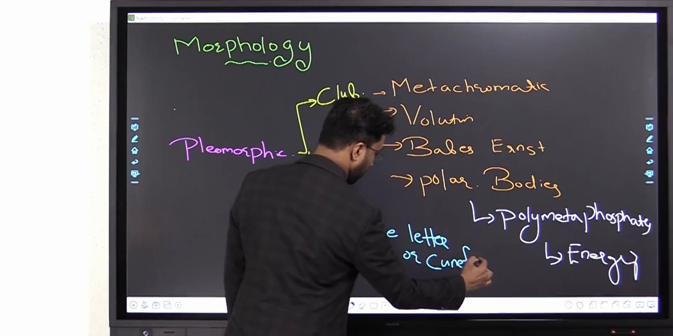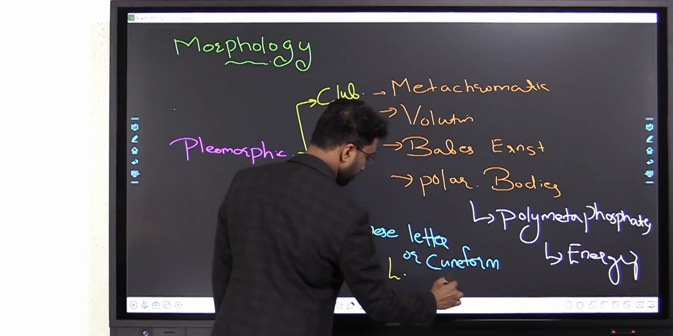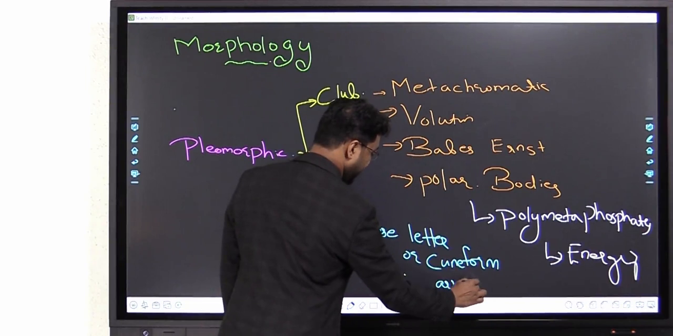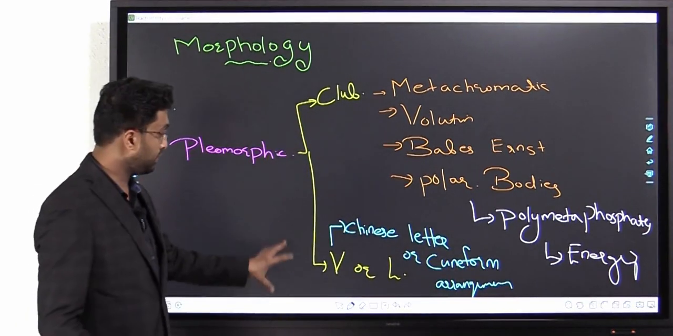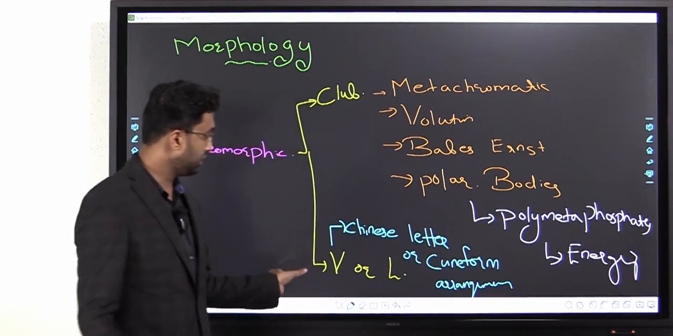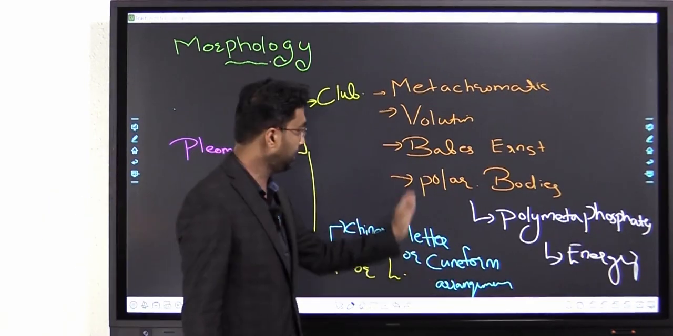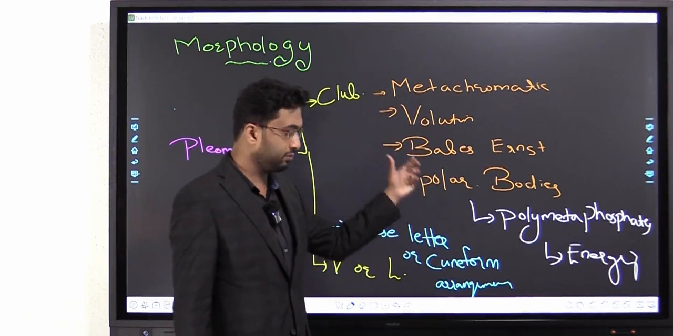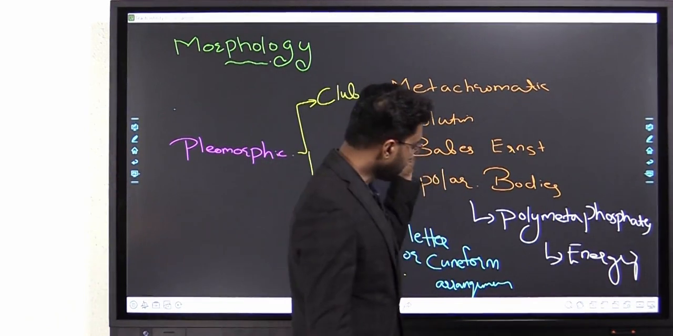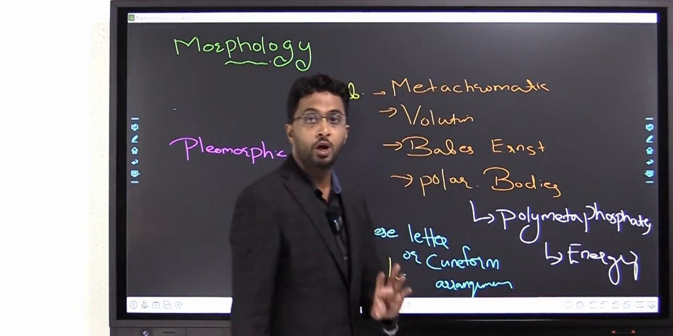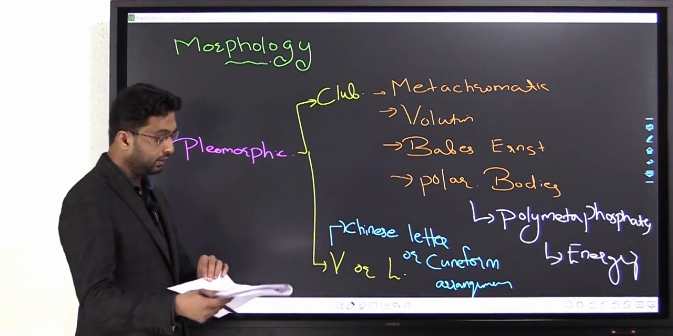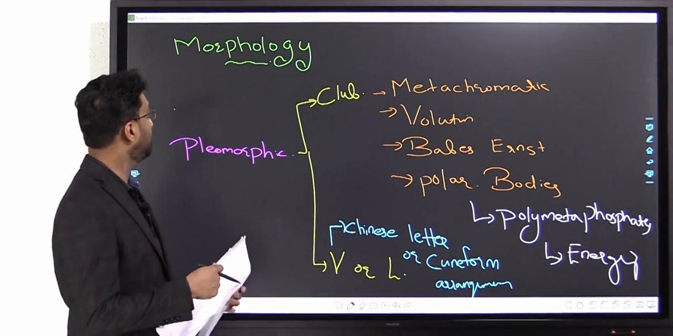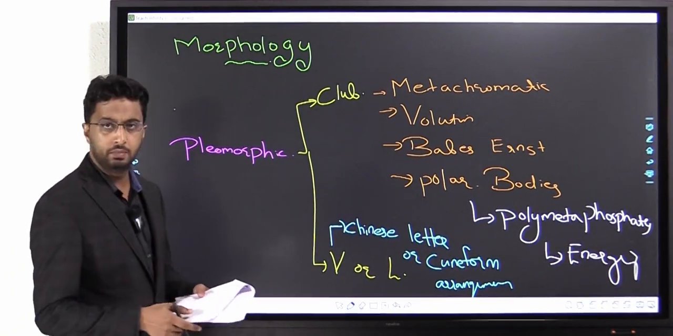Okay, cuneiform arrangement. These are the morphology which you have to learn. One is club shaped, as we've seen, or V or L shaped. V or L shaped is the Chinese letter or cuneiform arrangement, and these are club shaped because of the granules, which are the storage form of energy in the form of polymetaphosphates. Okay, polymetaphosphates. Done. So that's all about the morphology. I'll show you the image of this very soon.